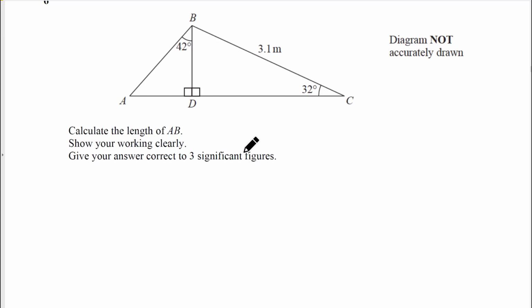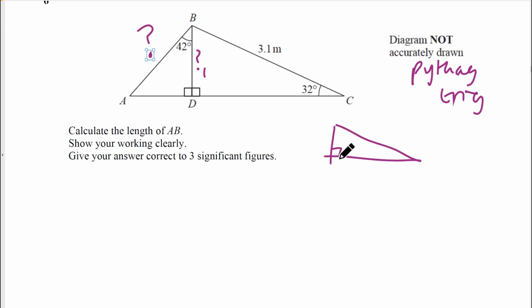Calculate this length, AB. Show your working clearly, give your answers correct to 3 significant figures. So we've got right angle triangles, automatically think Pythag or trig. Right, we've got a side and an angle. So we can use trig to find this side here. Let's just call that question mark 1. So let's just draw that triangle out.